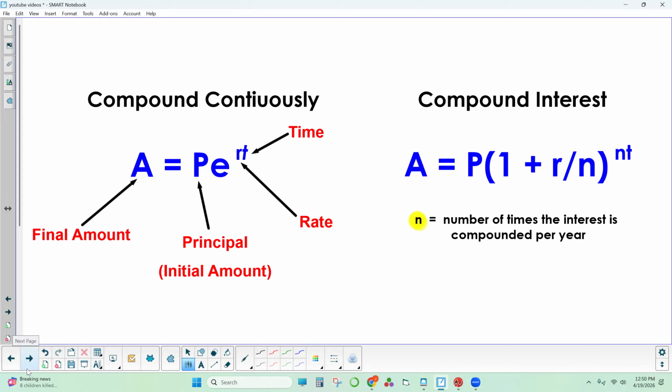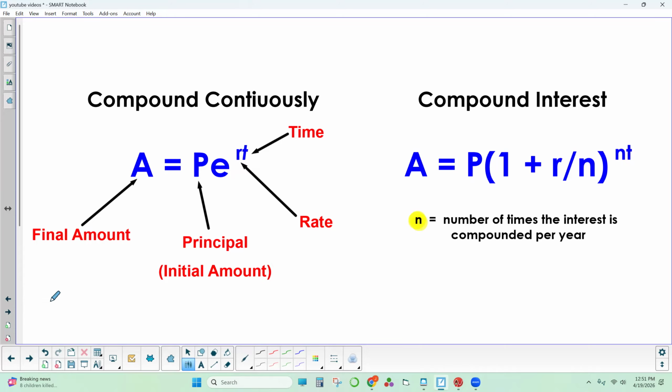Now on the right, we have compound interest. And this means interest is added on a fixed schedule. So in other words, the money earns interest at regular intervals, such as yearly, quarterly, monthly, and so forth. Okay. So A, P, R, and T remain the same as far as meaning. And then you've got N here. And so N is the number of times the interest is compounded per year. So that's that schedule that I was talking about.